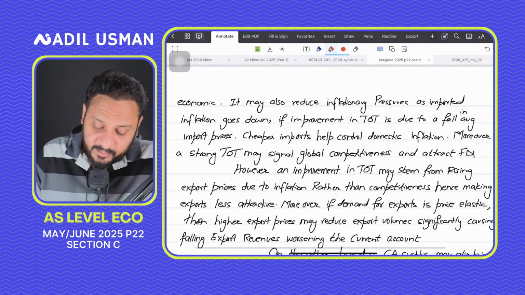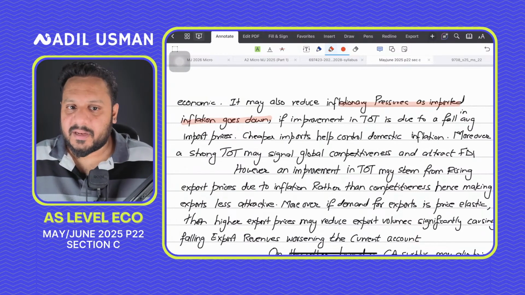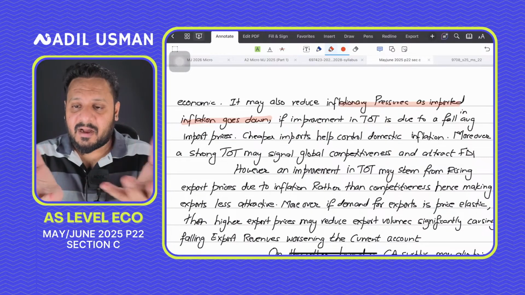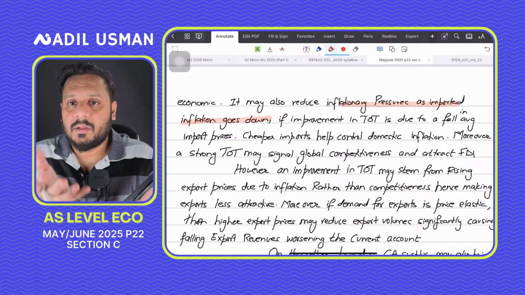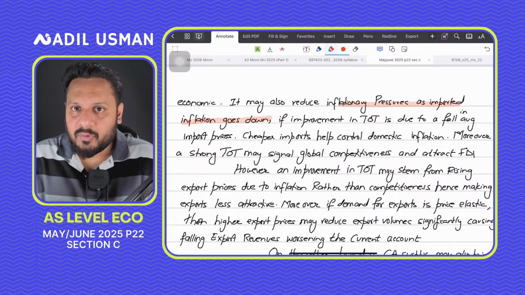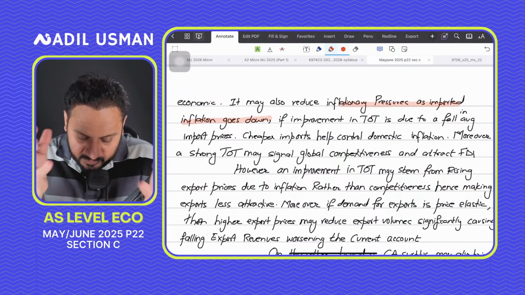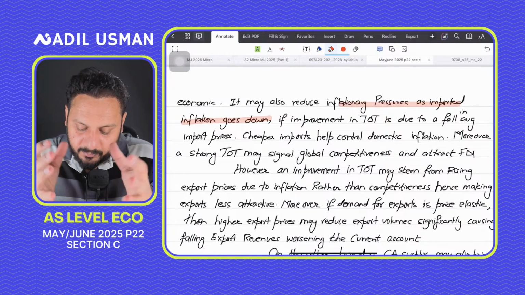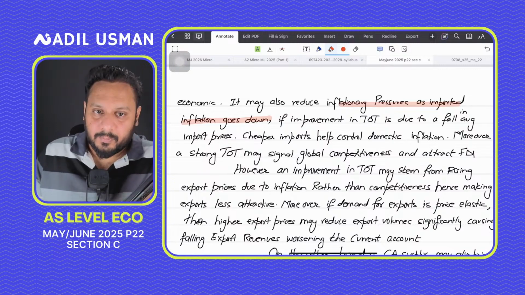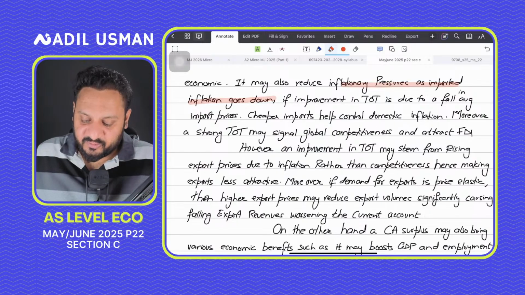Also, it may also reduce inflationary pressures as imported inflation goes down. Why? Because when terms of trade is improving, and it is improving due to a fall in average import prices. That is your average basket of imports. Whatever your major imports are in the country, whether it's oil or medicines or steel or aluminium, if those average prices are going down, imported inflation will go down. So it will reduce the inflationary pressures if terms of trade improve, but mention why. If it is due to fall in average import prices. Okay? So cheaper imports helps to control domestic inflation.